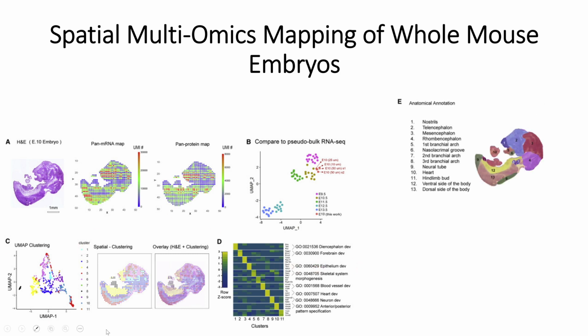And after doing this clustering, based on the literature study, they did manual clustering, which has 11 different annotations. And most of this manual clustering overlaps with the spatial clustering that they obtained from the unsupervised UMAP clustering.